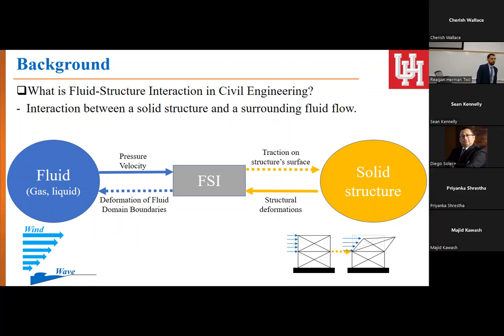Now in typical civil engineering applications, the subject is usually classified based on the nature of the structure interacting with the fluid. For example, the structure can be assumed to behave as a rigid body, with no deformations under the fluid flow, or to deform the fluid flow in real time in each time step, so the fluid flow will update itself.